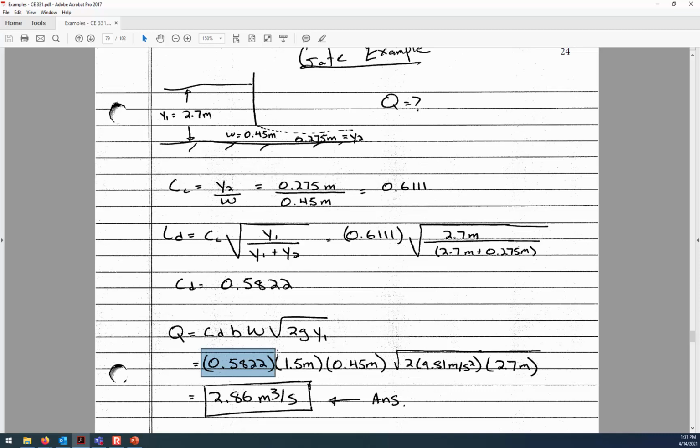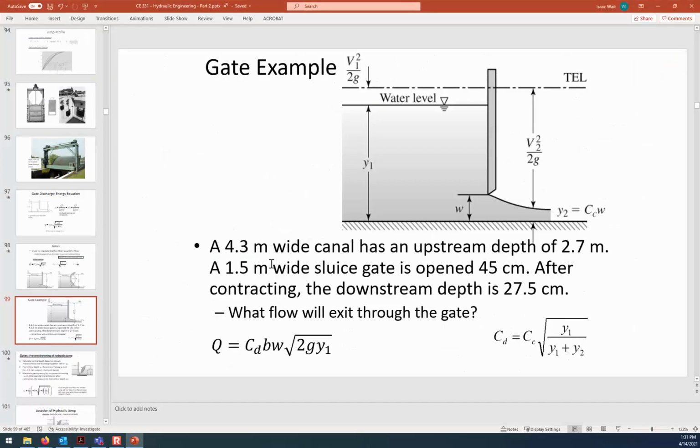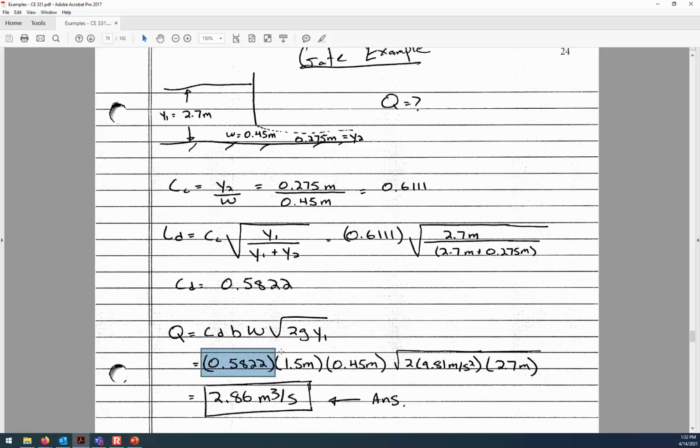Now B is just the width of the gate. It's not the width of the whole channel. And this problem had specified that those two distances were different. So the canal is 4.3 meters wide, but this gate is only 1.5. So we use the physical width of the gate itself for B. And then this final parameter, W, is how high the gate is open, 0.45. And then, of course, we have square root of 2g and then the flow depth upstream. So 2.86 cubic meters per second is how much we can expect to see coming through that underflow gate.